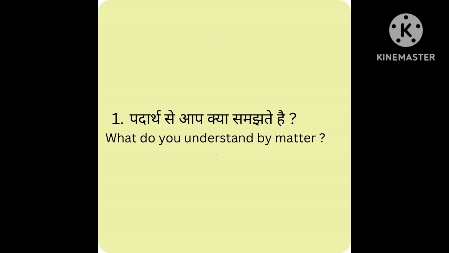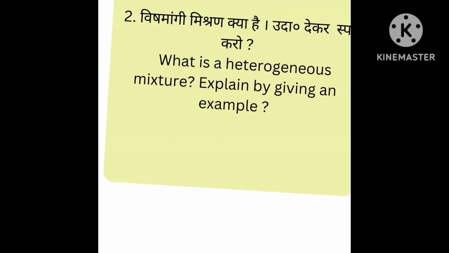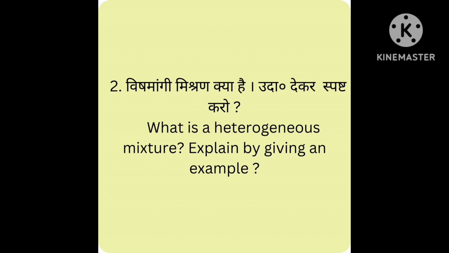Your second question is विषमांगी मिश्रण क्या है? उदाहरण देकर स्पष्ट करो. What is heterogeneous mixture? Explain by giving an example. So in a heterogeneous mixture we can see two layers of any substance or matter. For example, sand and water, and oil and water mixture. So this is the heterogeneous mixture. You can write about it.